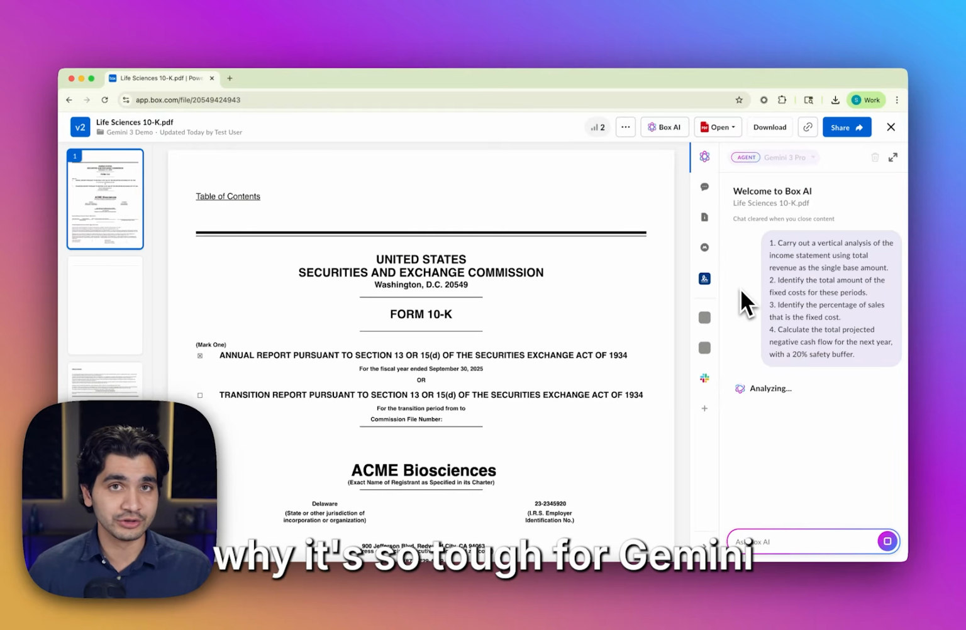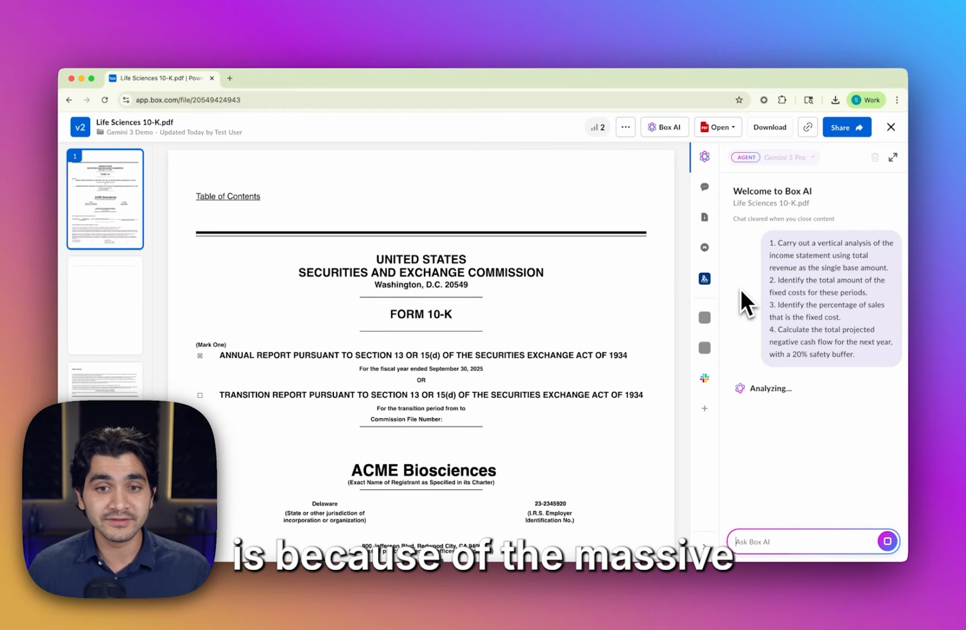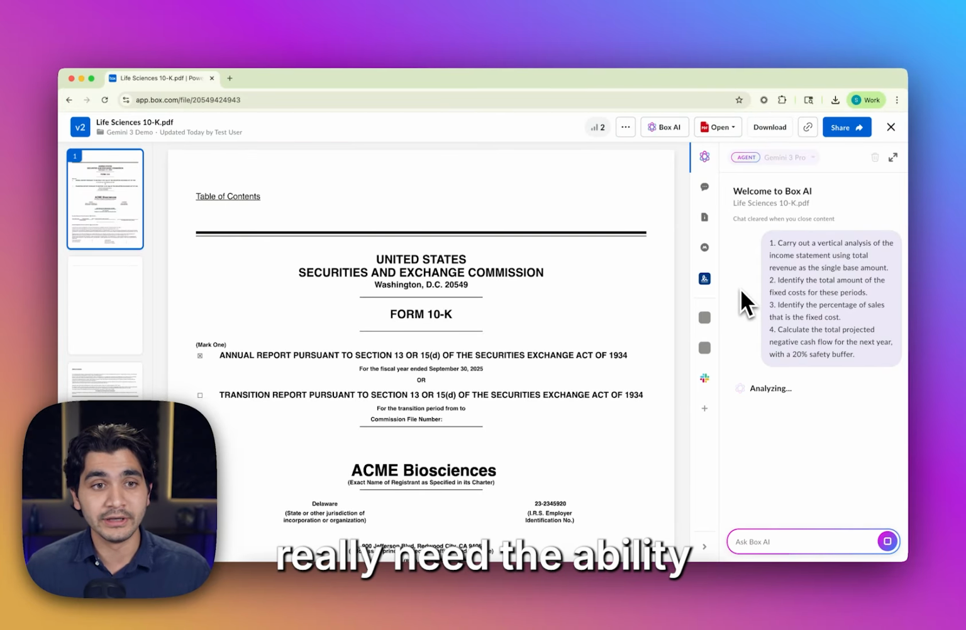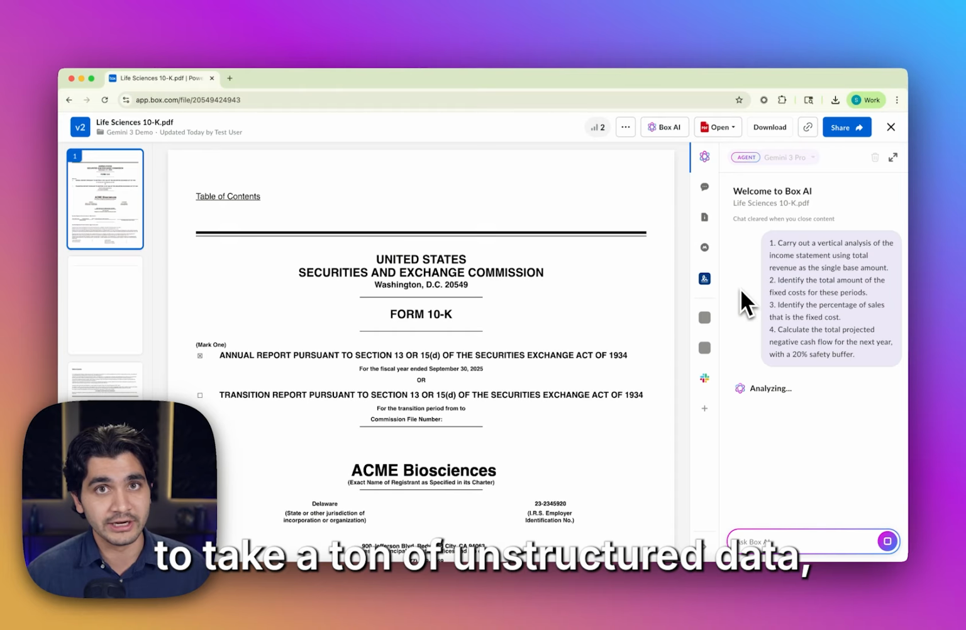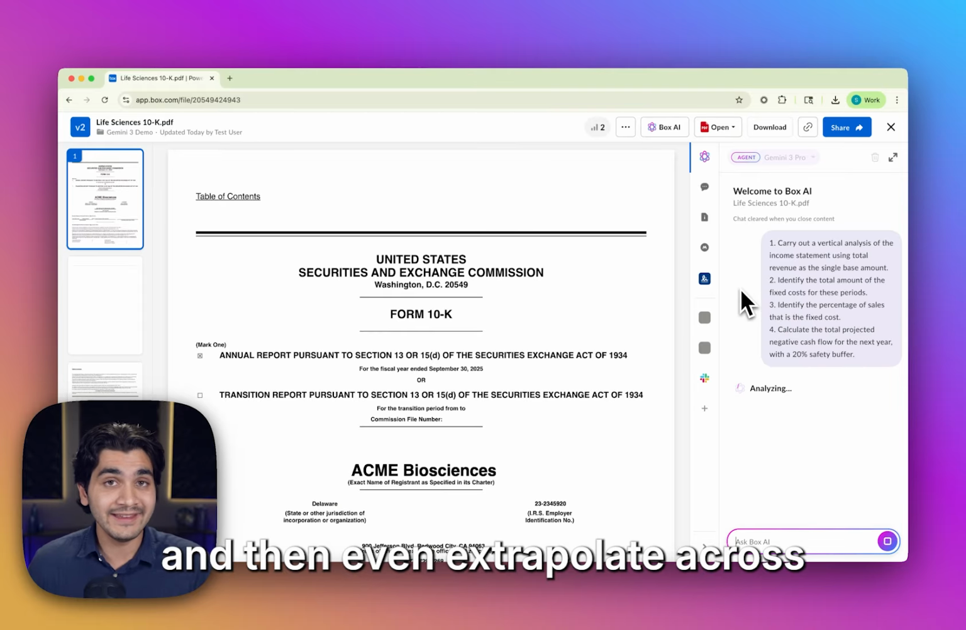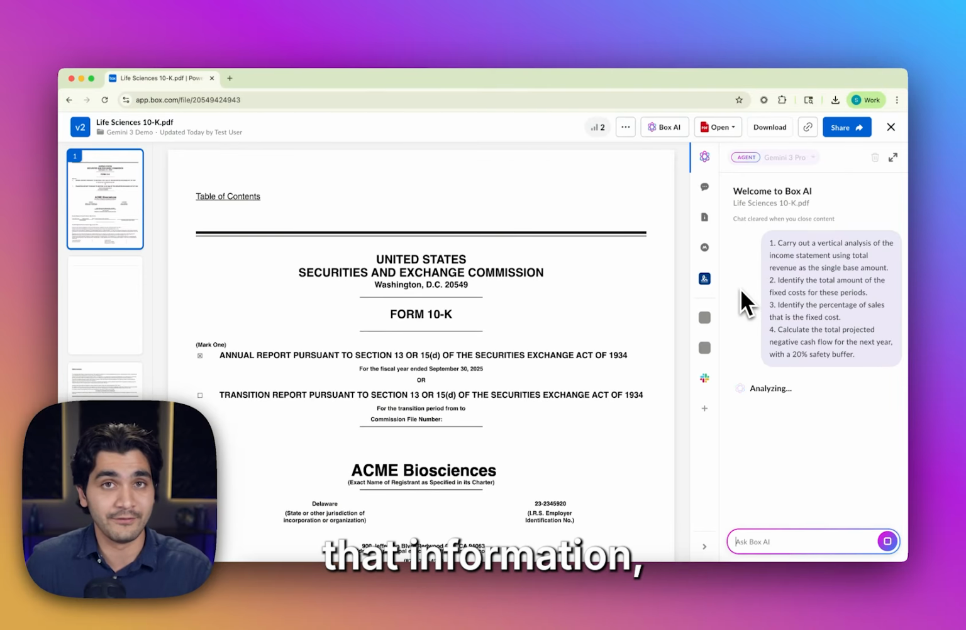The reason why it's so tough for Gemini 3 Pro is because of the massive amount of document context here. So enterprises really need the ability to take a ton of unstructured data, extract the key pieces of information, manipulate that information, and then even extrapolate from that information new insights.